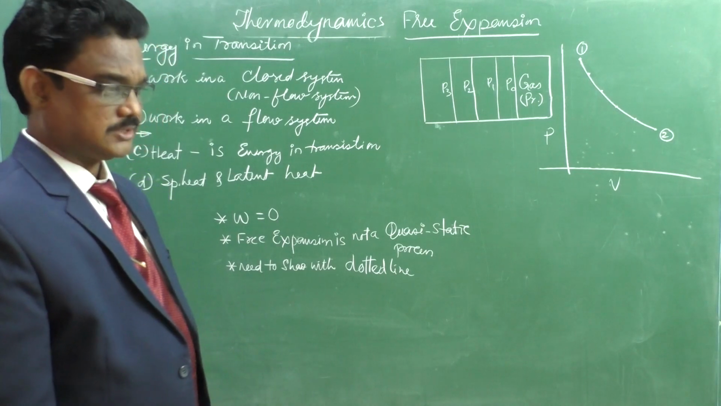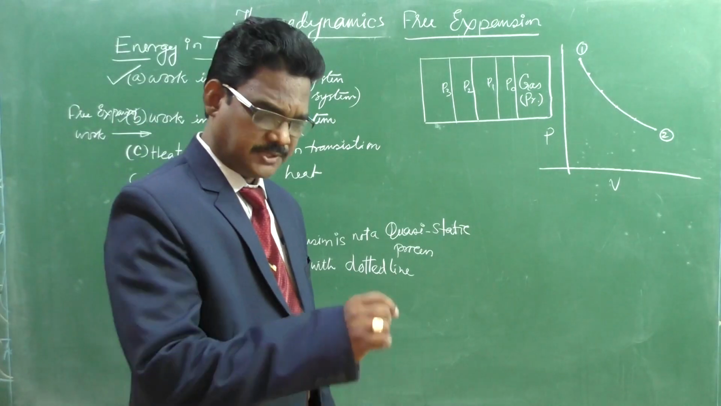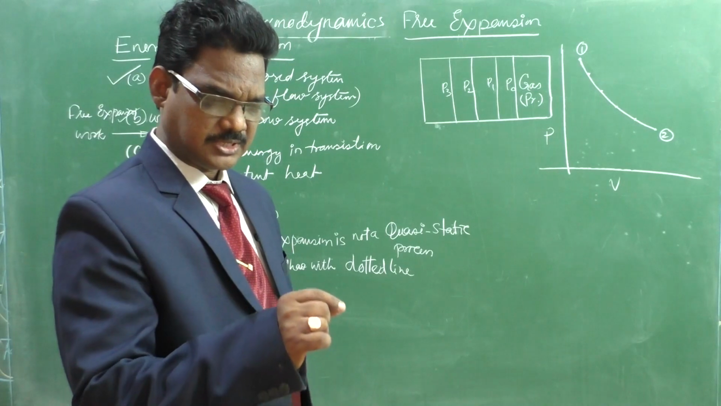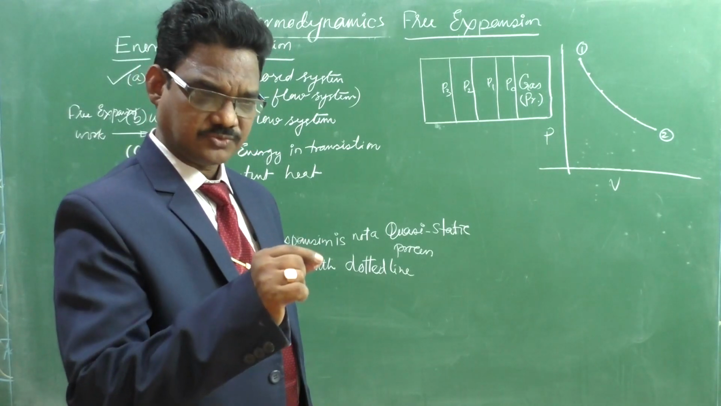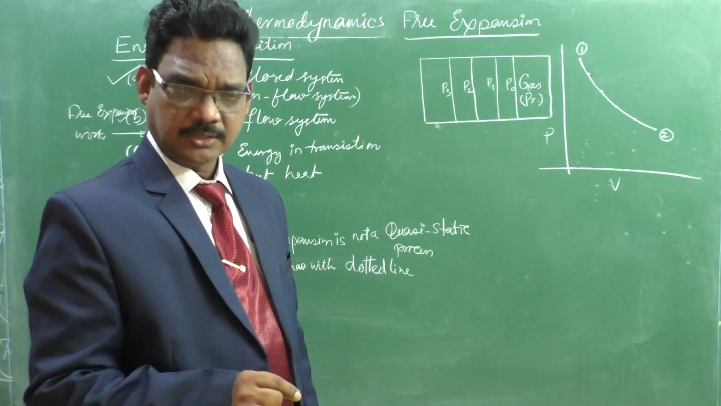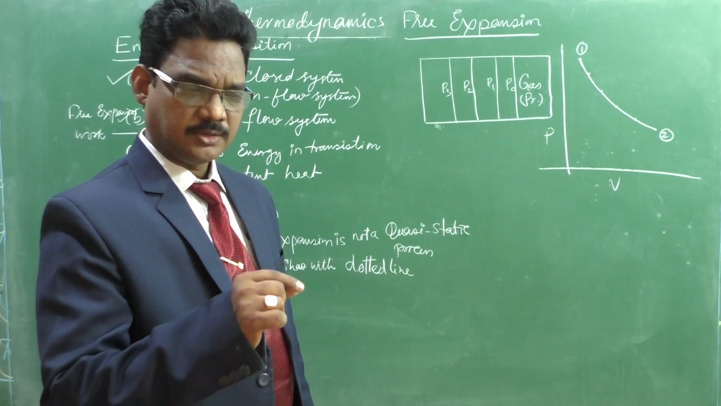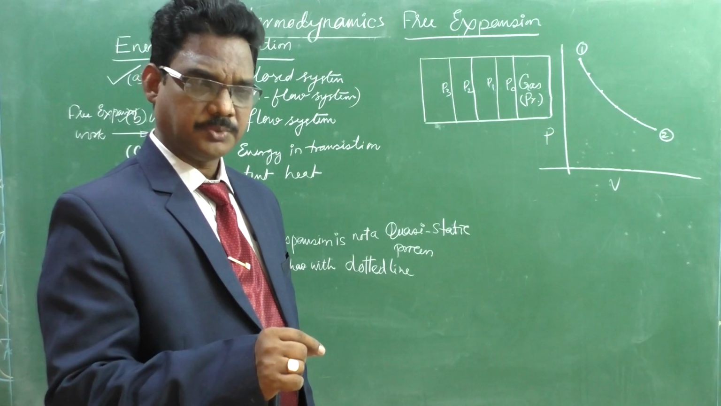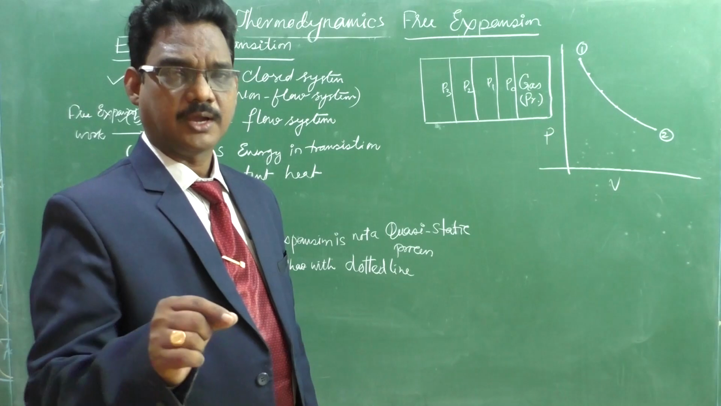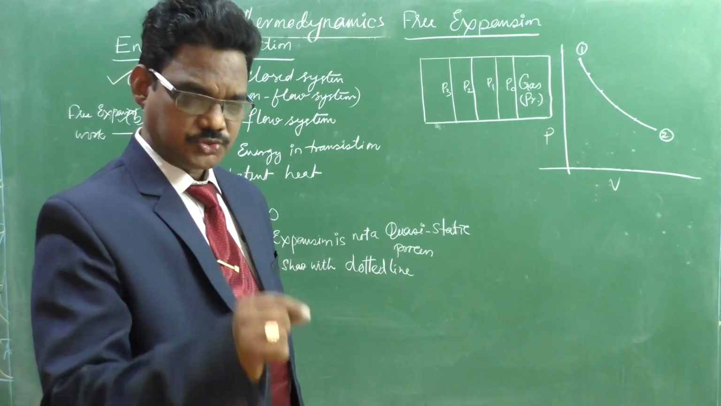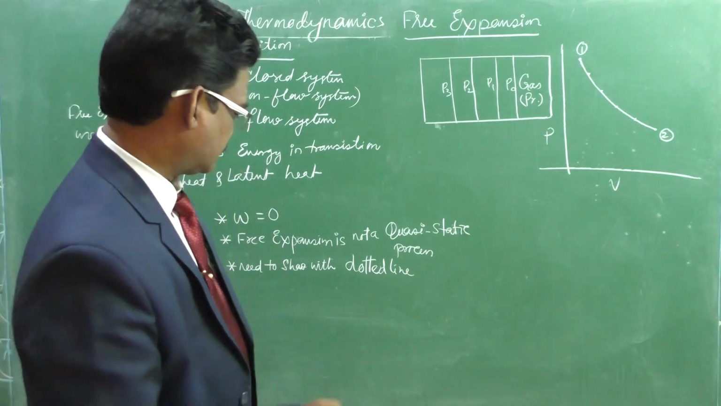Okay, in some of the competitive tests, in a free expansion process, as represented in the PV diagram as follows, what is the work done? If you write that the work done equals integral PdV, you will get the wrong answer. Work done equals 0 in the free expansion process.